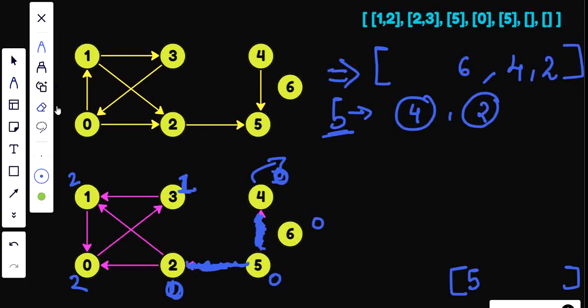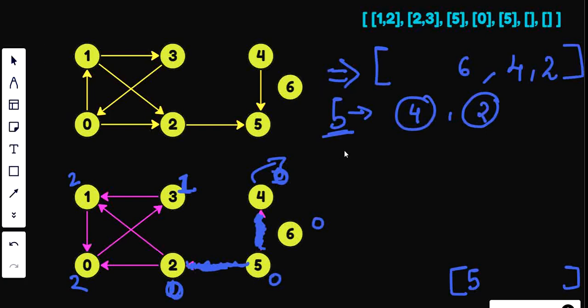Again I will be popping 6 from our queue. What are the adjacent nodes of 6? Nothing. So I will simply insert 6 in the answer array and go to the next element. I will pop 4. Now let's check the adjacent nodes of 4. But I know that I already removed this edge, so the adjacent nodes of 4 are also nothing. I simply insert 4 in my answer. Now I will pop 2.